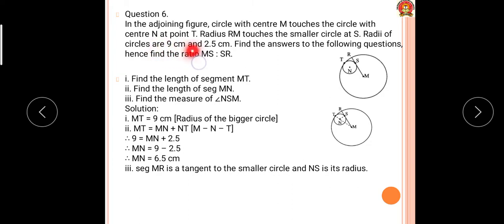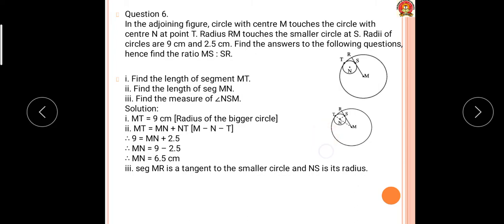So what is given? The radius of the bigger circle is 9 centimeter. The radius of the smaller circle is 2.5 centimeter. So we have to find out these three questions. Very simple. Now join MT. What we have to find out? MT. So join MT and NS. After joining, what are you observing in the diagram? See that MT is equal to 9 centimeter because it is the radius of the bigger circle.